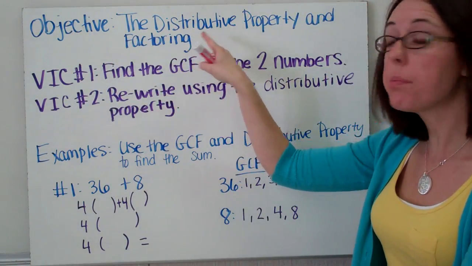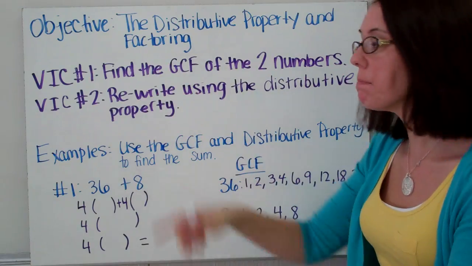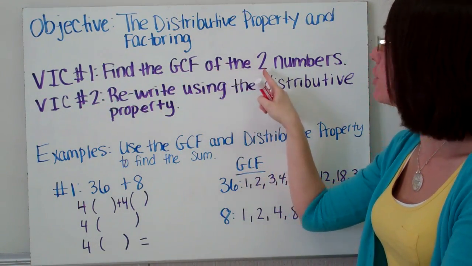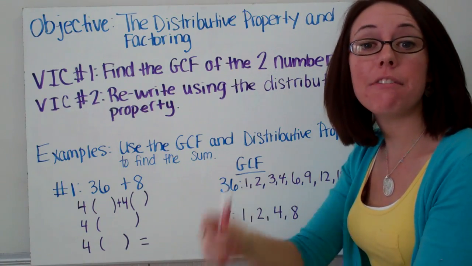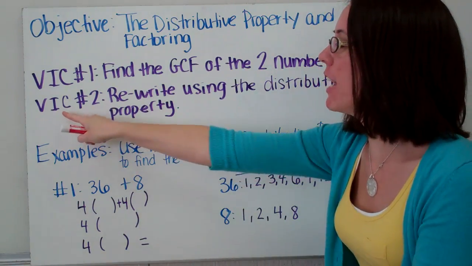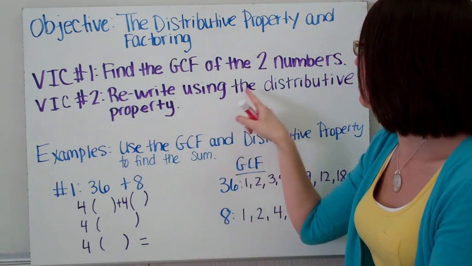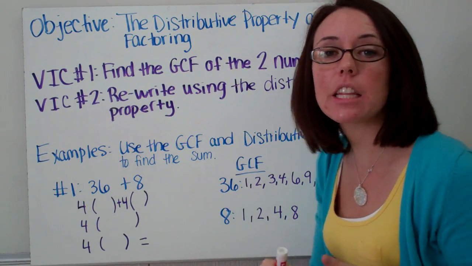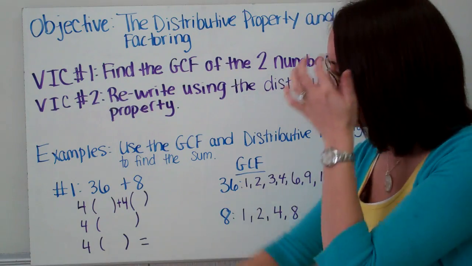Objective: the distributive property and factoring. Vic number 1: find the GCF of the two numbers. Remember, GCF is greatest common factor. Vic number 2: rewrite using the distributive property. So we're going to use factoring and the distributive property in today's lesson.